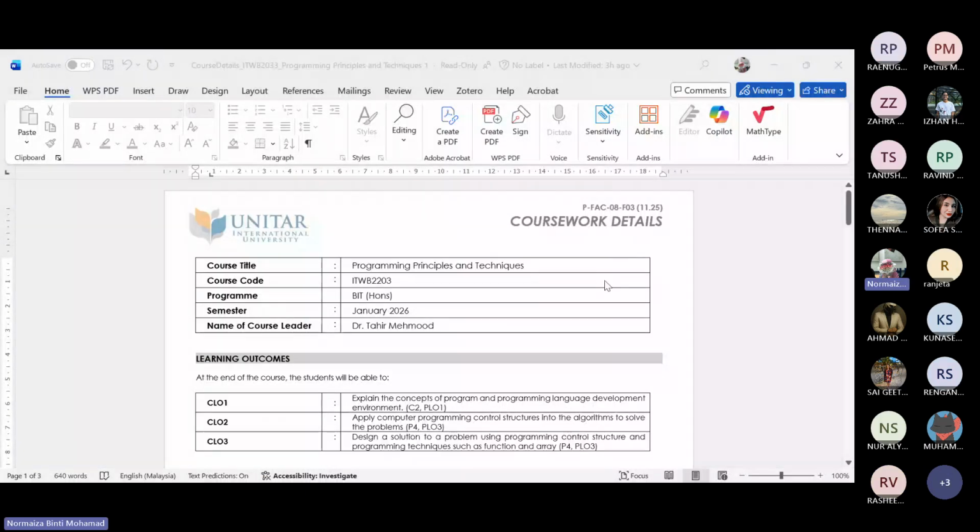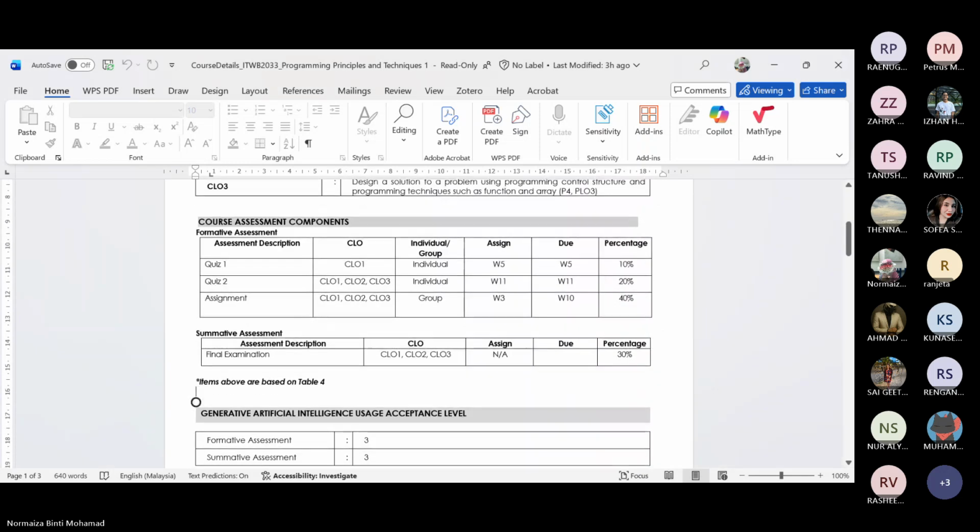Okay, so this is the coursework detail. You can see that we have 2 quiz and 1 assignment. So the first quiz is on week 5, second quiz is in week 11. Just now it says week 10, so somewhat similar. And first assignment is given in week 3 and due on week 10 or week 11, basically.